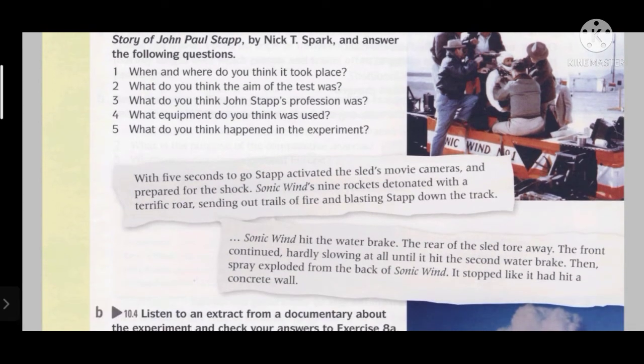Sonic Wind hit the water brake. The water brake, it is a type of fluid used to absorb mechanical energy. حاجة كده زي العائق اللي بيحطوه في طريق الحاجات المسرعة لما بيجوا يعملوا تجارب. water brake بيبقى water وفيه some chemical substances, بيبقى فيه شوية مواد كيميائية علشان لما الحاجة تخبط فيها بتمتص شوية من الطاقة الميكانيكية. So, Sonic Wind hit the water brake. The rear of the sled tore away. The rear is the back part of something. الجزء الخلفي. يبقى الجزء الخلفي من المزلاج اتكسر واتشال كده منها. The front continued. الجزء الأمامي كمل.